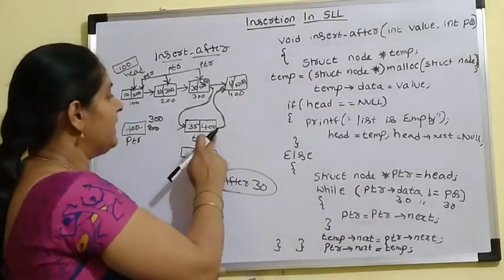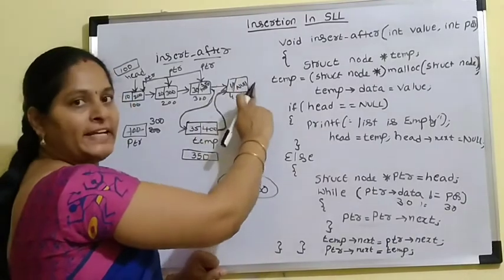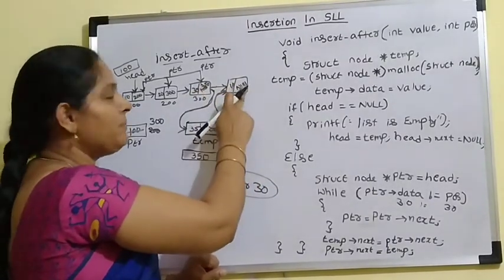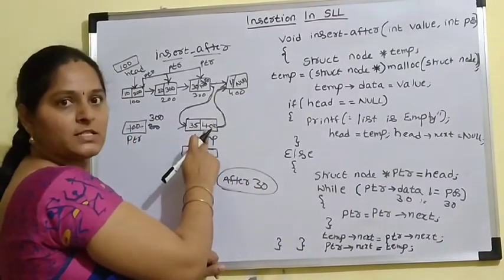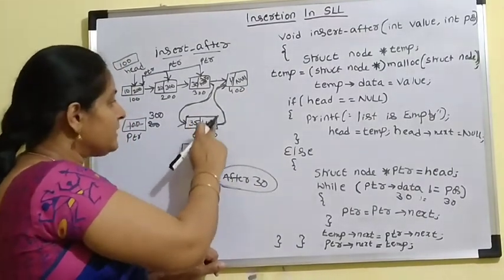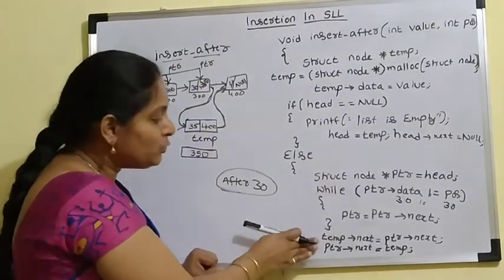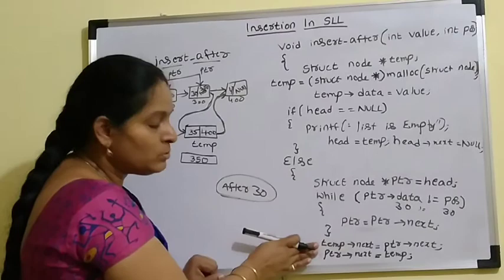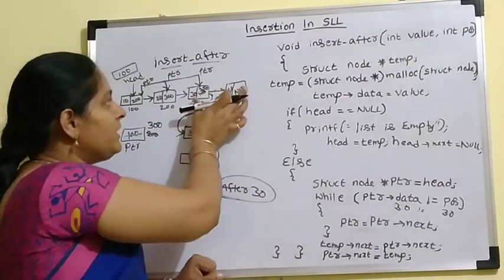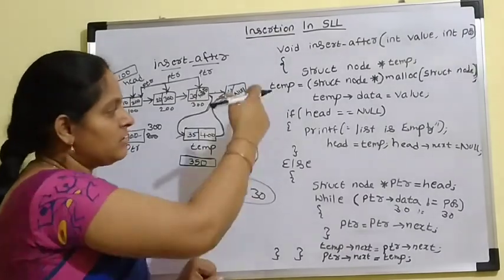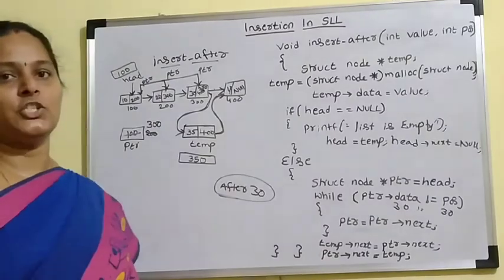So simply in the temp next field, place the address of PTR next. This is the PTR and this is the PTR next node. So the PTR next node address, we need to place in the temp next. And the temp address, we need to place in the PTR next field. These are the two statements useful for placing this temp node between 30 and 40. So this is the insert after function, or we can also call it the insert middle function.